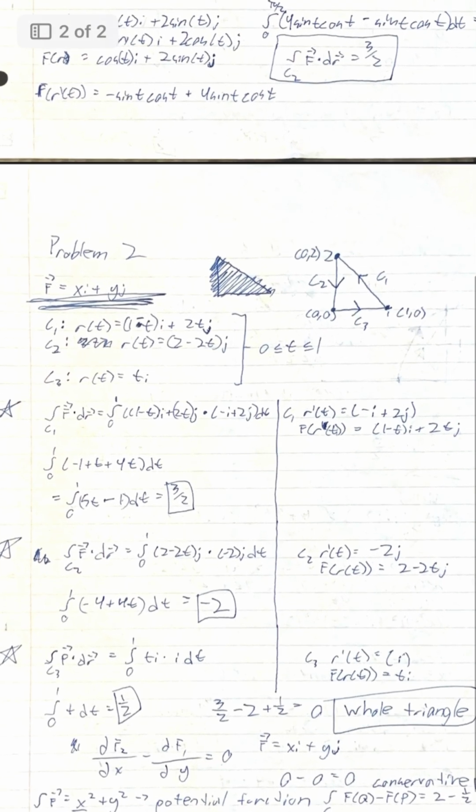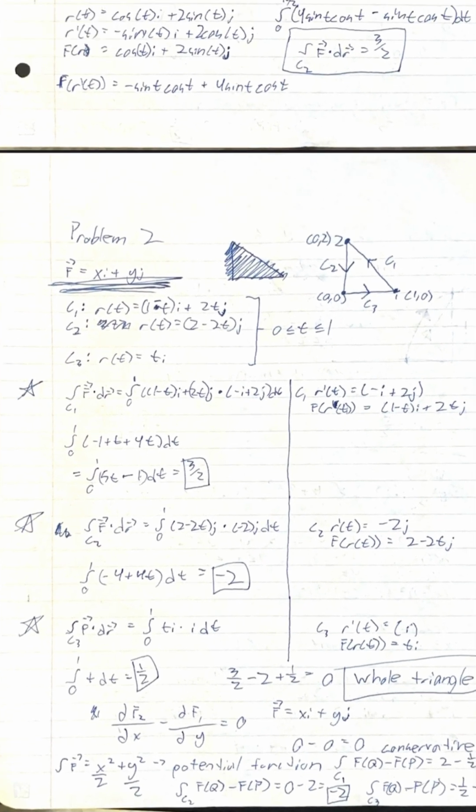So if we move on to problem 2, we got the same vector field, but there's this triangle that I labeled C1, C2, C3. And then I parameterized all of those right there. I guess I should have done them individually, but it's fine. The derivatives and the plugging r(t) into the vector field F is on the right side for each one. And then I did the dot product and the integral on the left side for each one and got the answers that I boxed: 3/2, -2, and 1/2 for each of the sides of the triangle.